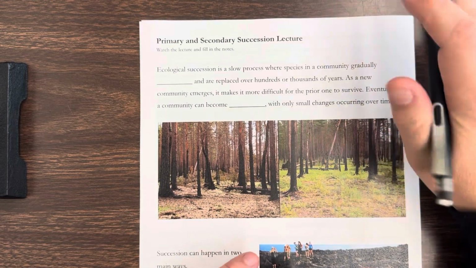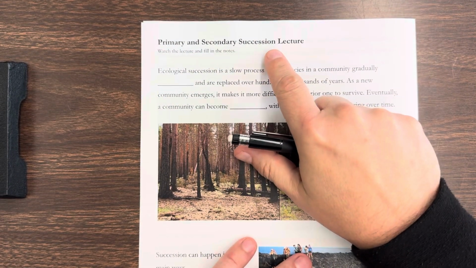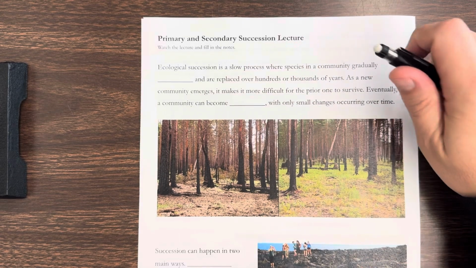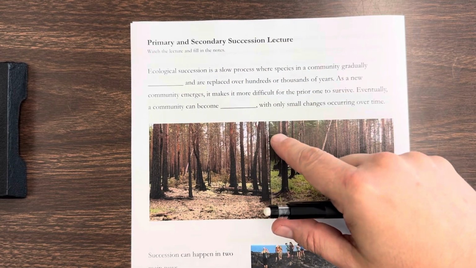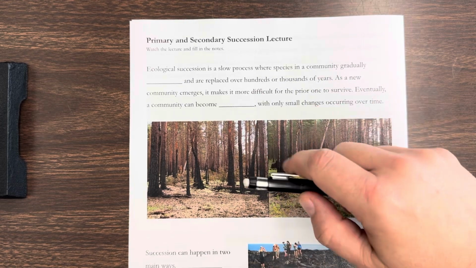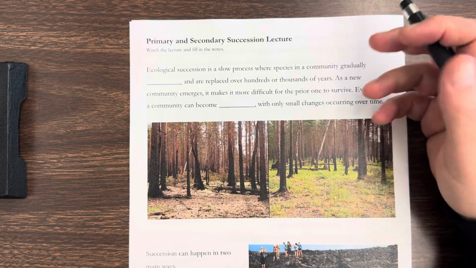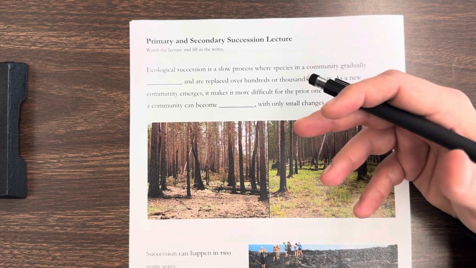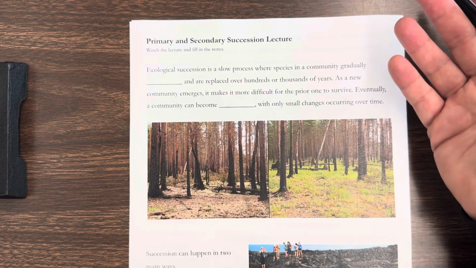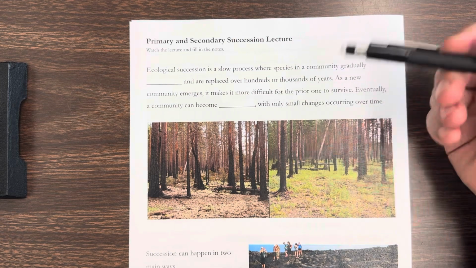Hello, today I'm going over primary and secondary succession lecture. So this is just introducing these two ideas. And what they are is about how new ecosystems form. Usually the easiest to think about is a forest. How do we go from rock to having forest? That's succession.